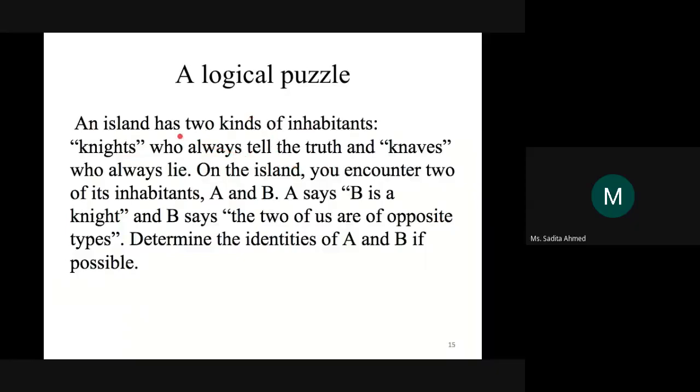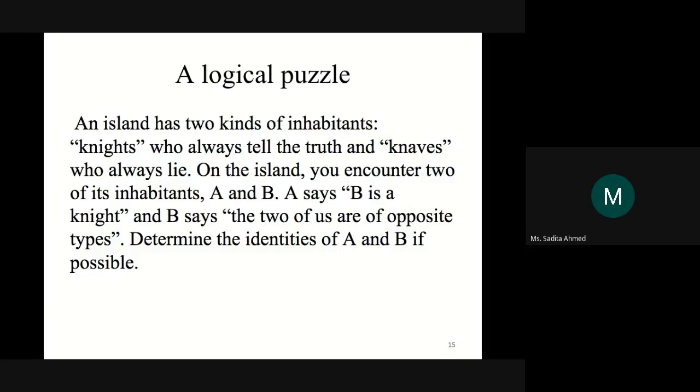So we'll start with a logical puzzle in this session. Let's say there exists some island in our make-believe world where we have only two kinds of inhabitants. One kind are knights who always tell the truth. Always. They cannot lie. The other kinds are knaves who always lie. They're incapable of telling the truth. The knaves always lie.